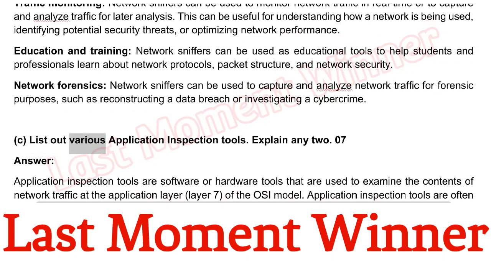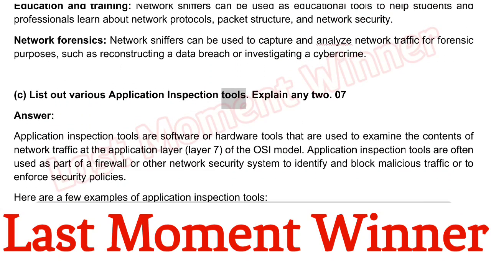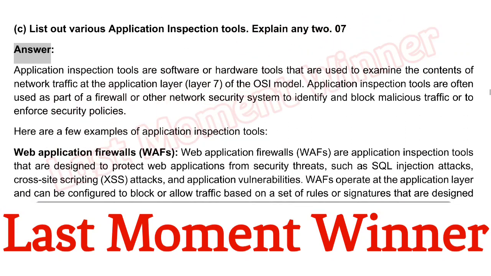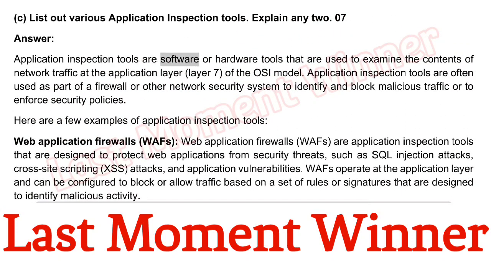C. List out various application inspection tools. Explain any two. Q7. Answer. Application inspection tools are software or hardware tools that are used to examine the contents of network traffic at the application layer, layer 7 of the OSI model.